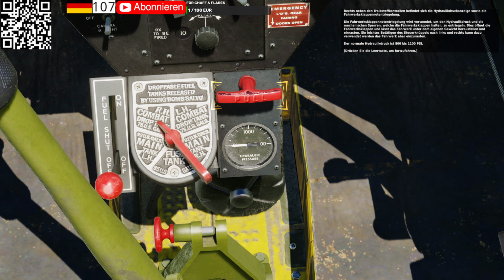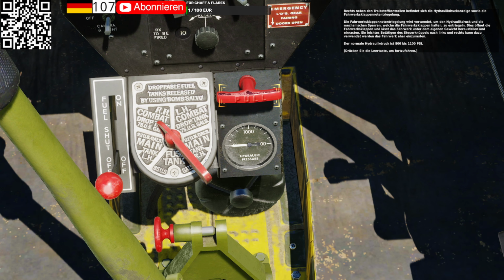To the right of the fuel control panel are the hydraulic pressure gauge and the landing gear fairing doors emergency release handle. The landing gear fairing doors emergency release handle can be used to release the hydraulic pressure and mechanical locks holding the gear doors closed. This will open the fairing doors and allow the landing gear to fall down under its own weight.